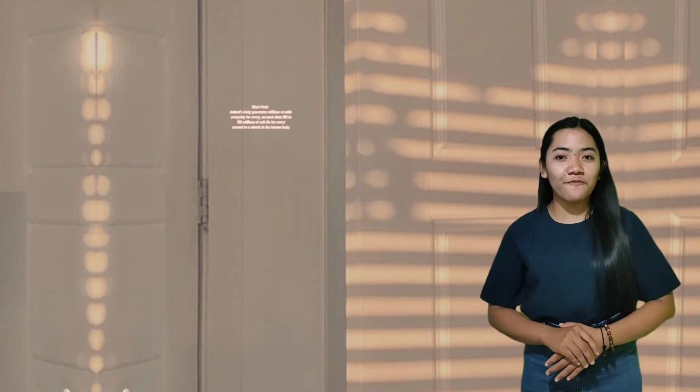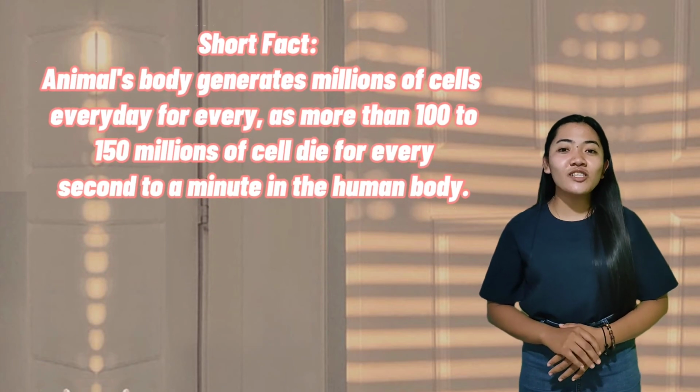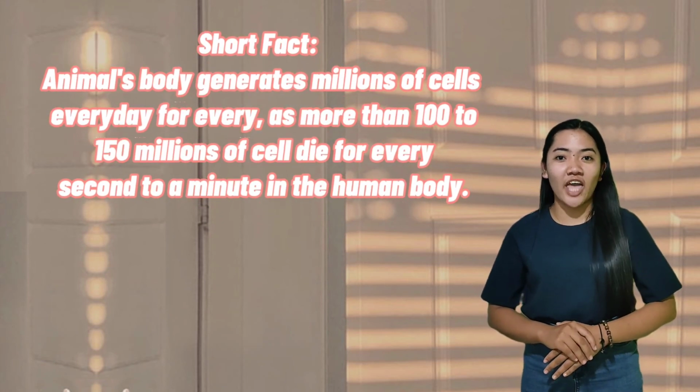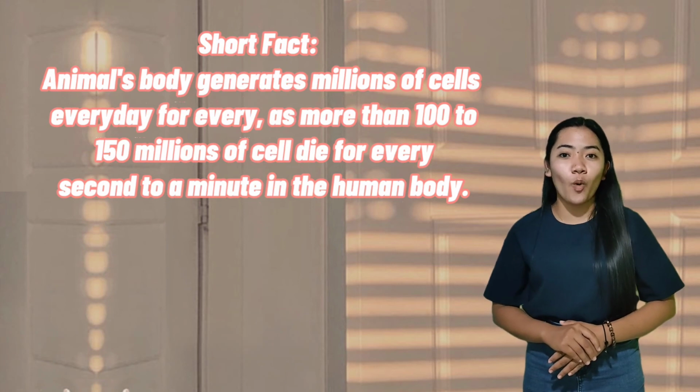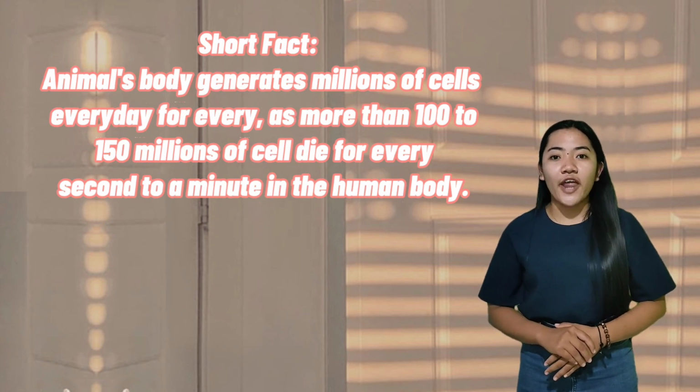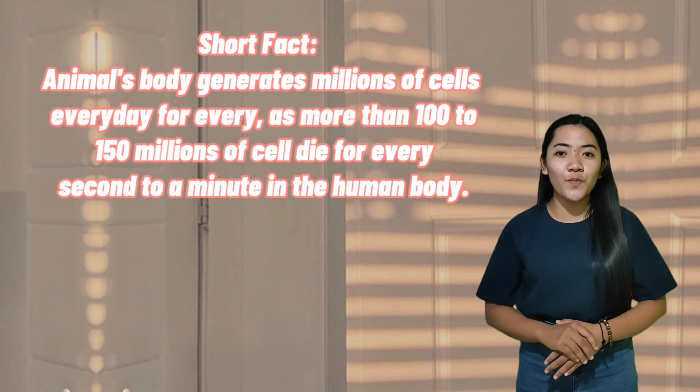The statement is: there is a cell membrane around all cells. Yes, Miss Natasha? Yes, Mr. Arkan. So, class, both of your answers, Miss Luna and Sir Arkan, are correct, because the function of the cell membrane is to enclose and protect the cell organelles itself. A short fact about animal cells: an animal's body generates millions of cells every day, as more than 100 to 150 million cells die every second to a minute in the human body.